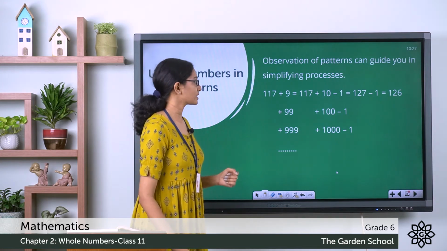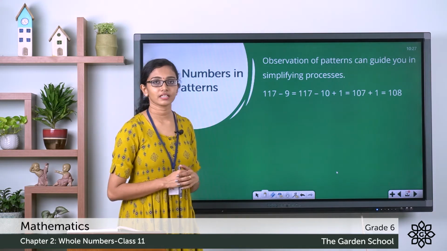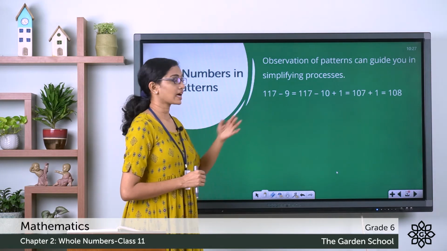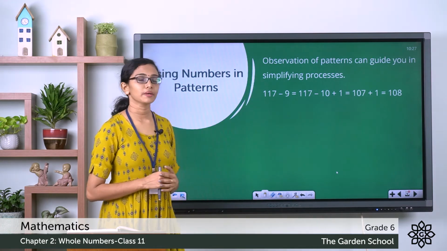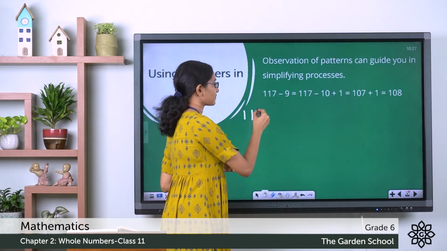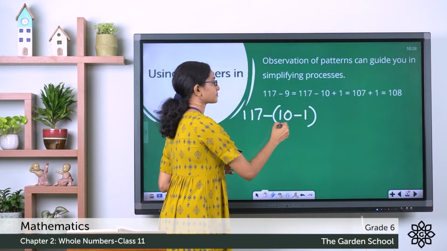Now let's see a different case. What if this is 117 minus 9? What if we replace this 9 by 10 minus 1? Then this subtraction will become 117 minus 10 minus 1.